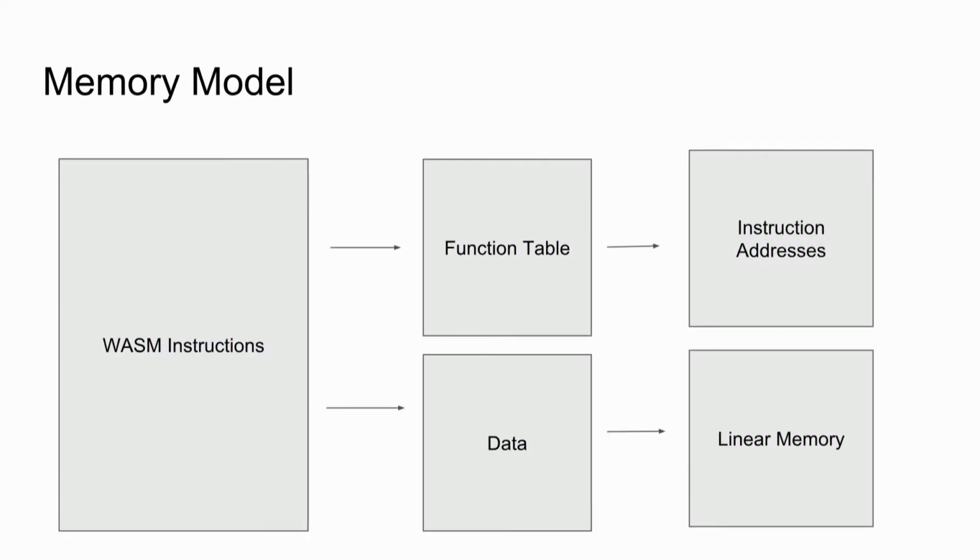Regarding the WASM memory module, I would say it's quite straightforward. It is composed of two parts. First, the function table, which consists of the instruction addresses. There are some embedded instructions that can be leveraged by WASM and are stored in the function table. And you also use the linear memory to store the data.